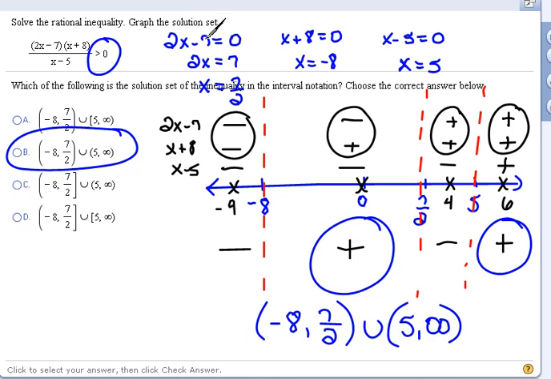Now the next part is going to ask you to graph the solution set. Well, since we've done this as part of our answer, we're just going to be looking for the number line that has the section from here to here graphed, or shaded, and then the section from here to here shaded. And that would be our graph of our solution set.